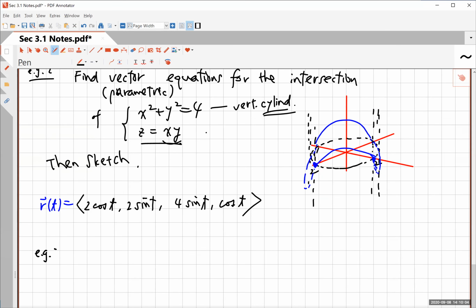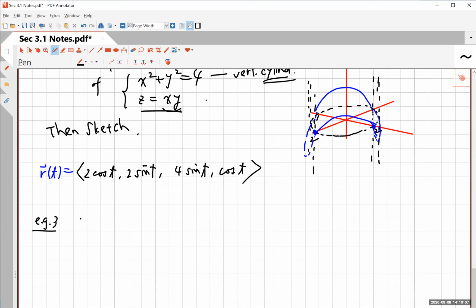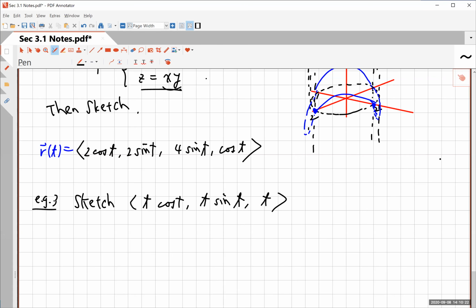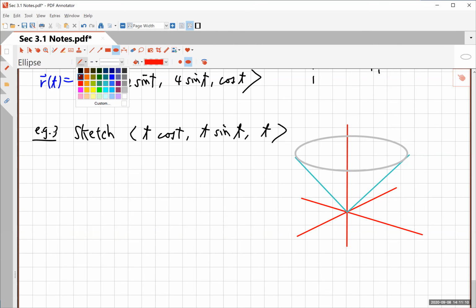Okay, quickly, one last example here. I want you to sketch t cosine t, t sine t, and t. This is not going to be the standard spiral as we saw before. Okay, see if you can do that. And then we will conclude this section. All right, so anytime I pose a question like that, I'm assuming that you can at least pause the video, try to work on the problem, and then come back when you think you are close to or you have found the answer.